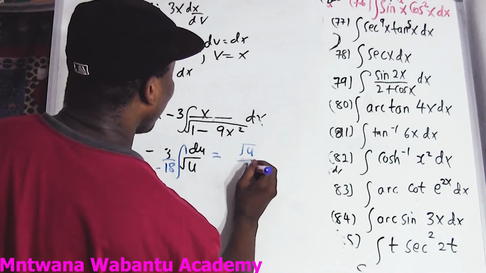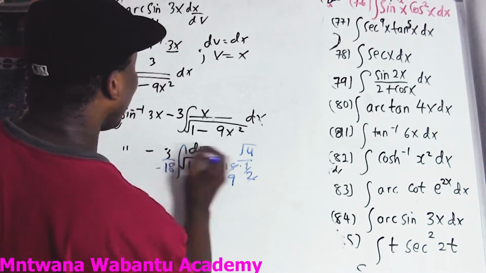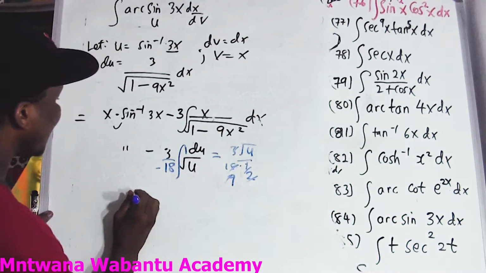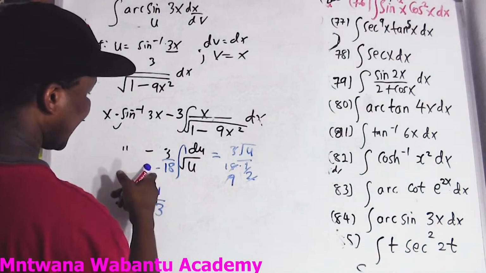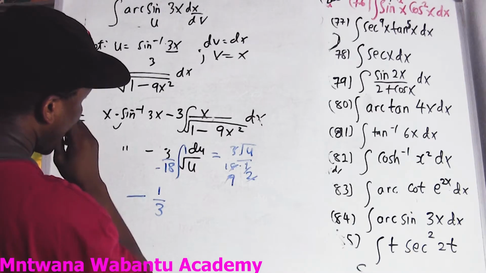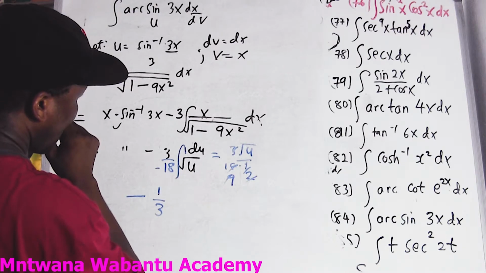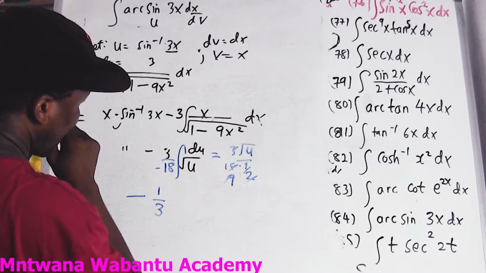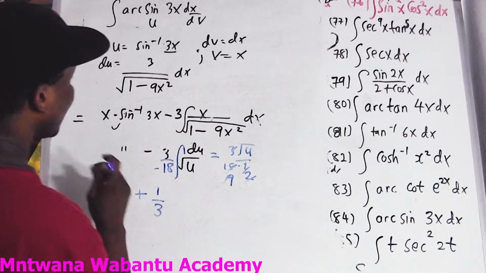Okay, so this is going to be a half, and this is going to be a half 2, and this is going to be 18, and this is going to be 9, but we still have 3. This is going to be 1 over 3, 1 over 3. This minus or plus? Oh, so it's going to make it plus. Yes, it's going to make it plus.